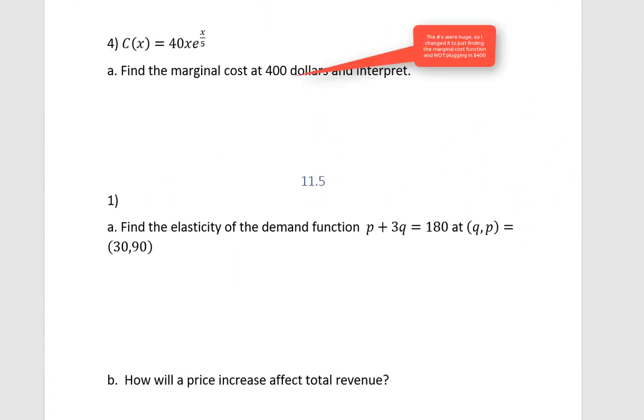All right, the next question, which is going to be the last one for 11.2, is going to say, find the marginal cost at $400 and interpret. So remember, when we want to find the marginal cost, we have to find the derivative of our cost function, which is given above.